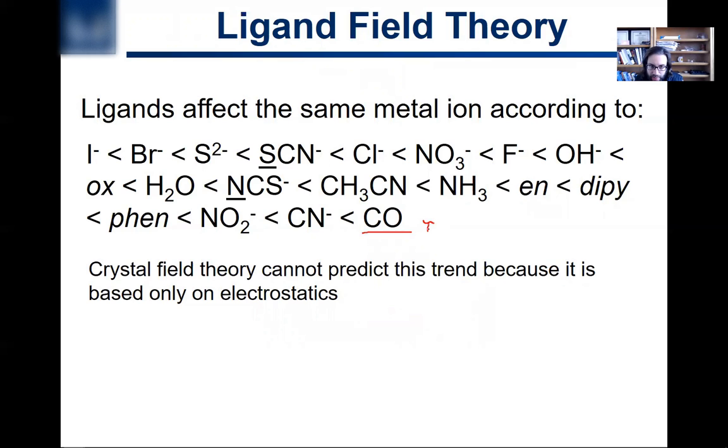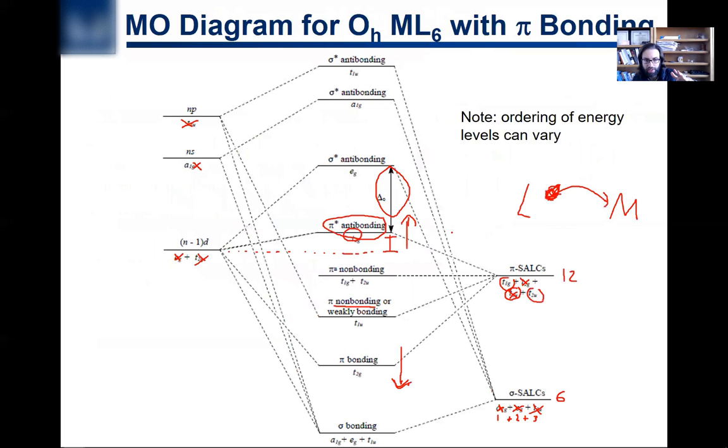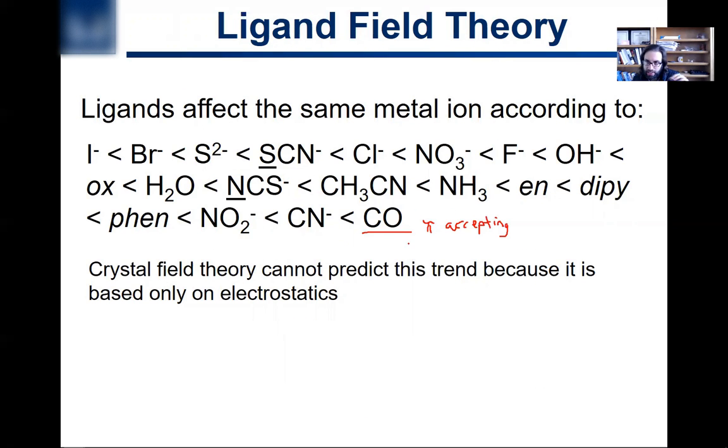This is a pi accepting ligand. Carbon monoxide has a pi star with the right energy to accept electron density from a lot of metals. That means that it is a very strong pi acceptor. We said the pi acceptor is the opposite trend of the pi donor. The energy of this orbital is going to go down. If that orbital goes down, your T2G to EG gap increases. T2G to EG gap is your delta O. If that increases, that means you're on the right side of the spectrochemical series.